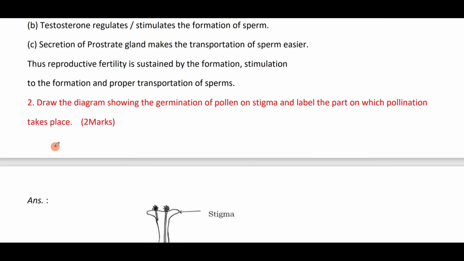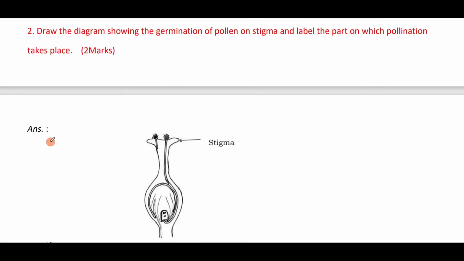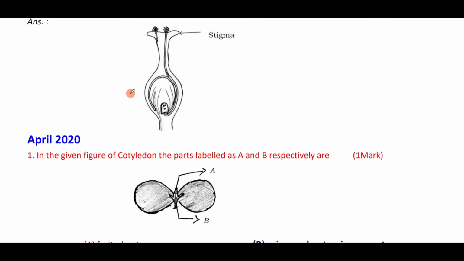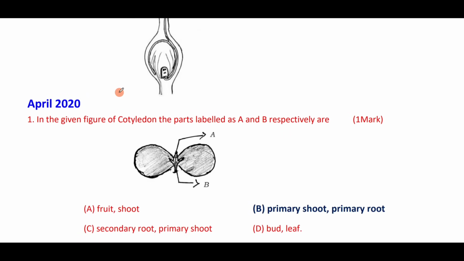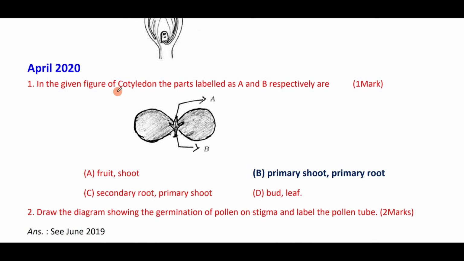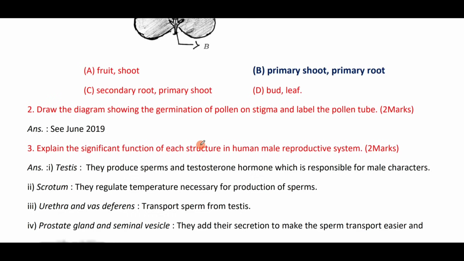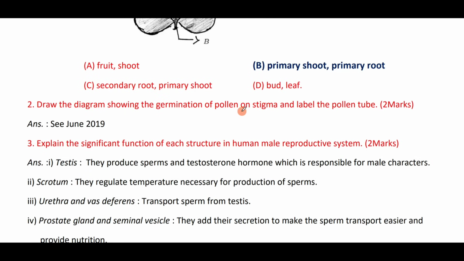Draw the diagram showing the germination of pollen on stigma and label the part on which pollination takes place. This is a diagram of germination of pollen on stigma. In the given figure of cotyledon, the parts labeled as A and B respectively are: part A is primary shoot, part B is primary root. Shoot and root. Draw the diagram showing the germination of pollen on stigma and label the parts.